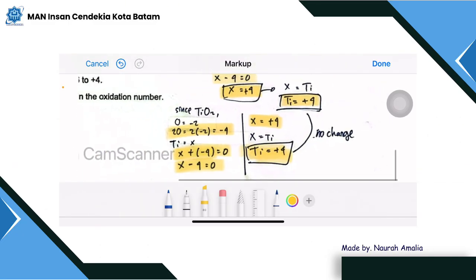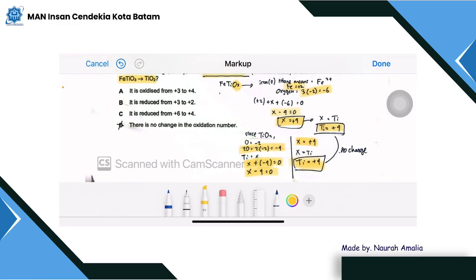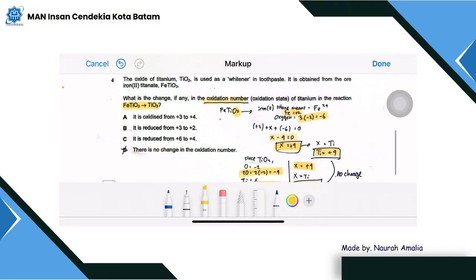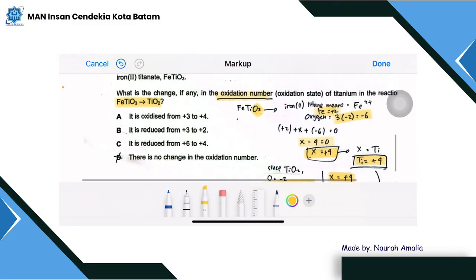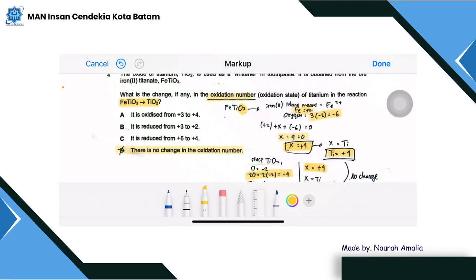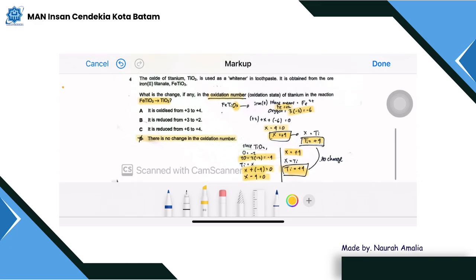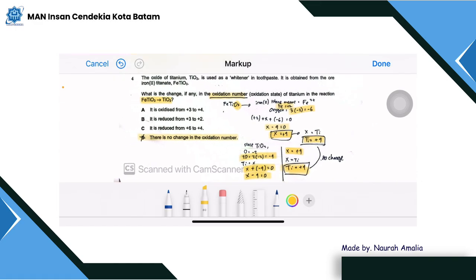We can see there is no change from both FeTiO3 and TiO2. So based on the option, the correct answer is D. There is no change in the oxidation number. And then this is question number 4.